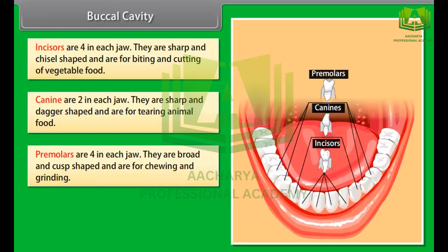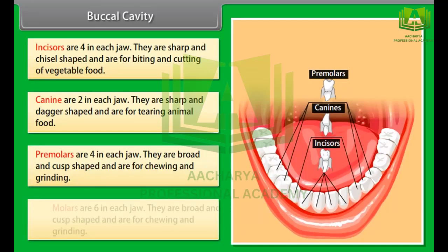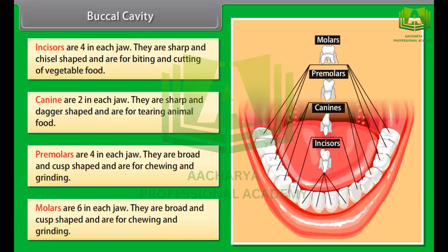They are broad and cusp-shaped and are for chewing and grinding. Molars are 6 in each jaw. They are broad and cusp-shaped and are for chewing and grinding.